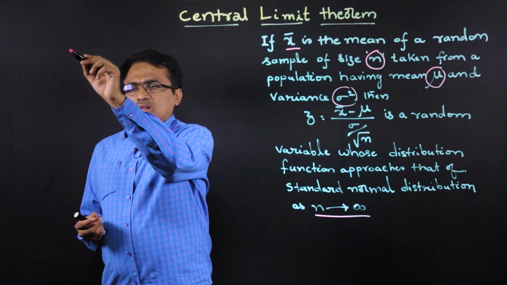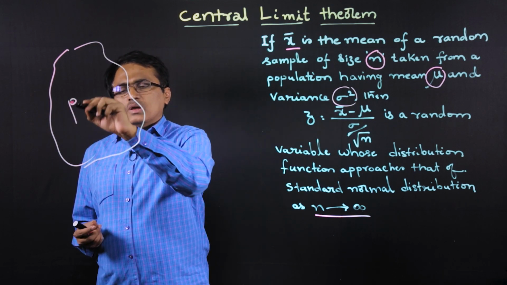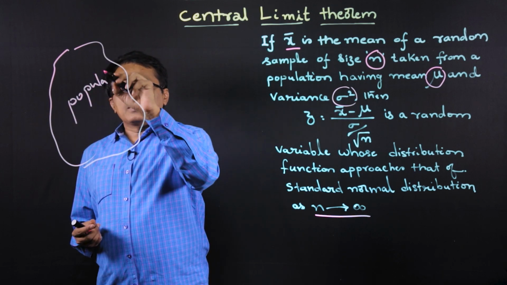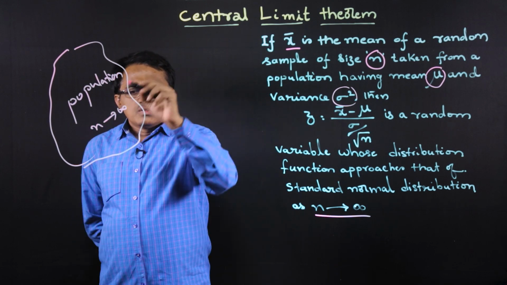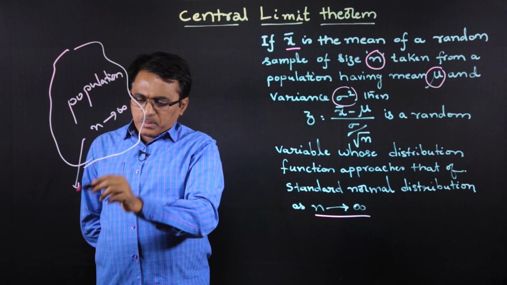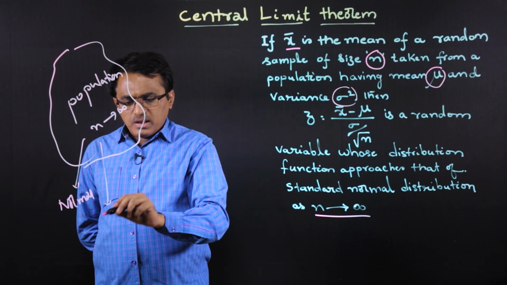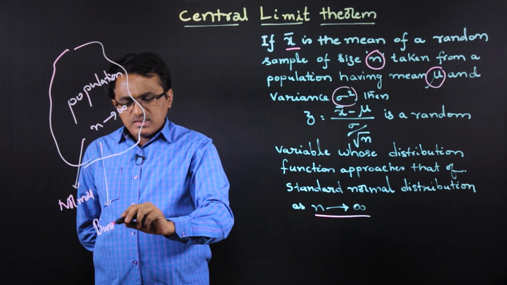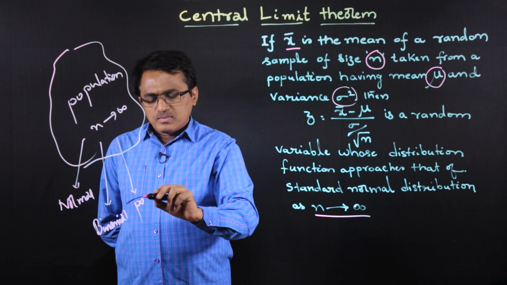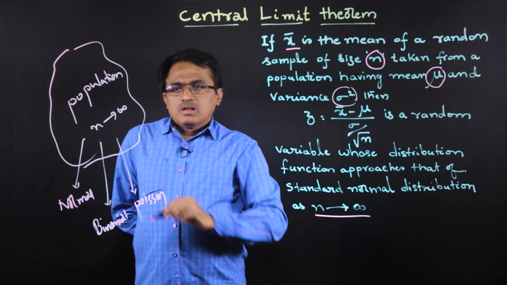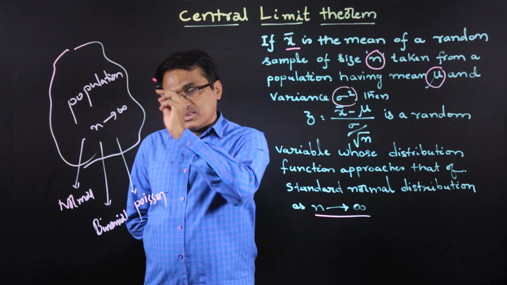Now, for example, I will take a population which is very large, like n tends to infinity. This population can be a normal population, or it can be a population of binomial nature, or this may be Poisson also, or there may be no clue regarding the nature of the population.